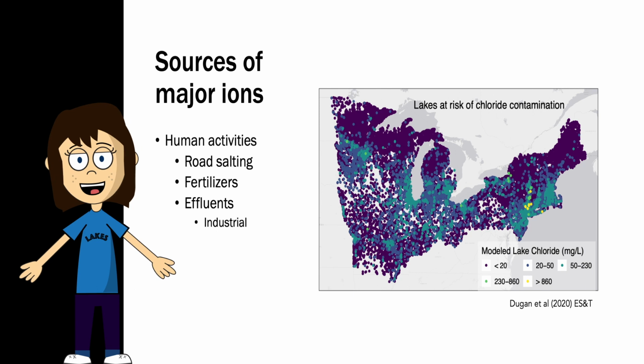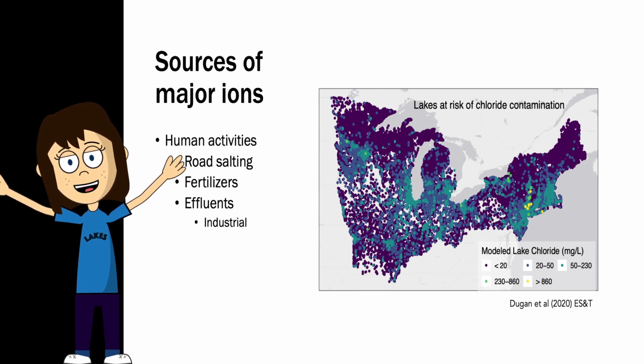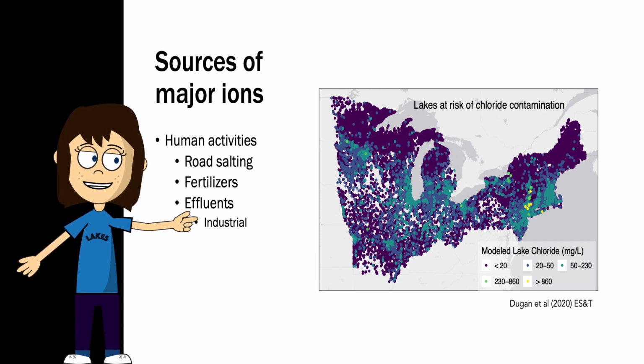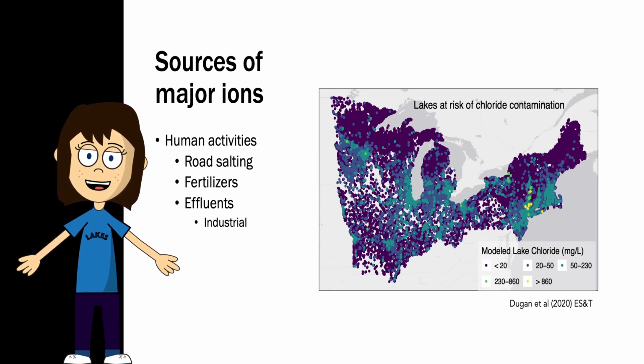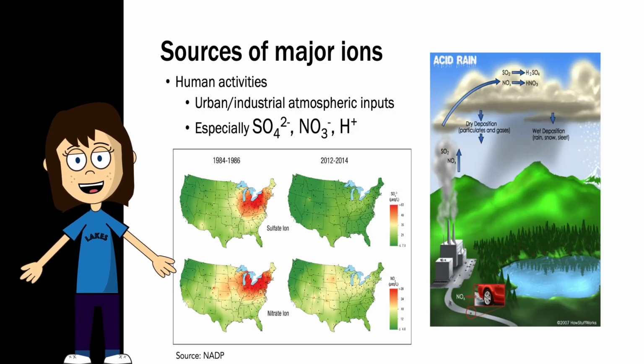And this is not unique to Madison. This is a common trend across the Northeast and Midwest states, where we see increasing trends in chloride in almost all urban lakes. And humans have impacted not only ions that are flushed in from the terrestrial environment, but have also impacted the atmospheric deposition of ions.